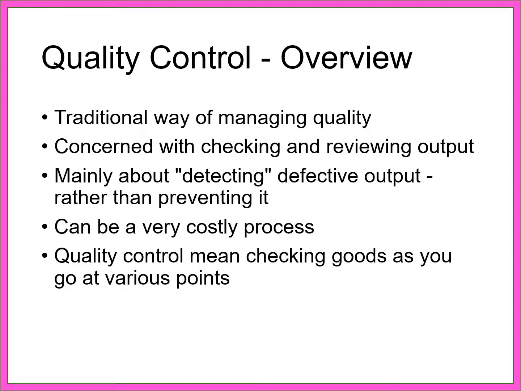So quality control and overview. It's the traditional way of managing quality. It's concerned with just checking and reviewing output, mainly about detecting defective output rather than preventing it. So it doesn't come along and go, right, okay, what can we do to make sure that it's fixed first so that it won't happen? It just goes, oh, right, well, there's a broken product. Let's get it out and changed. And then it can be a very costly process.